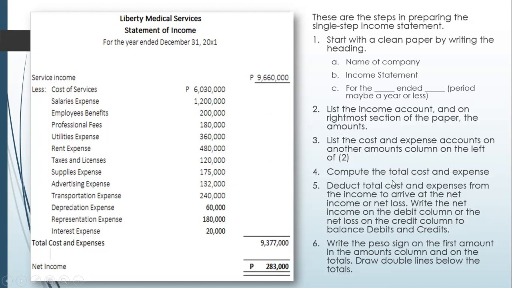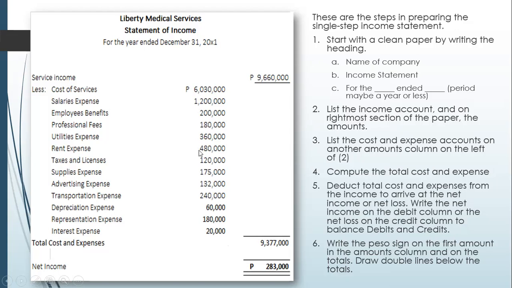Okay? Nasa credit portion na po siya. Okay, sabi diyan, deduct total costs and expenses from the income to arrive at the net income or net loss. Write the net income on the debit column or the net loss on the credit column to the balance, debits, and credit. So, yan po, hindi tayo nagto-total dito sa below ng 20,000 under debit. Hindi po. Pag may nakita ako yan, automatic, mali yan. So, dito nyo po siya ilalagay sa credit. Okay? Total cost and expenses.